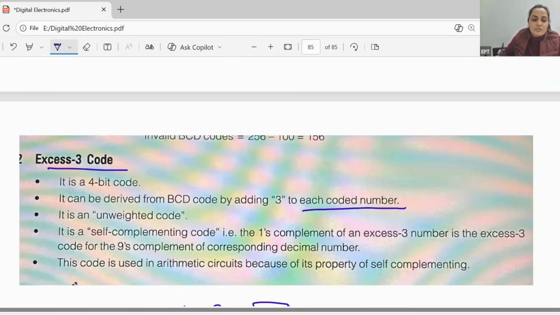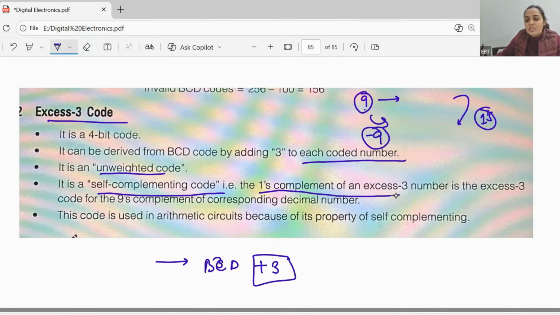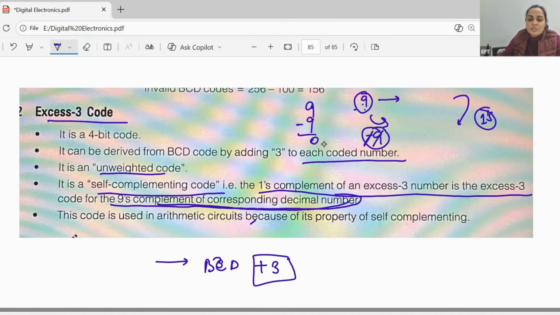So this is known as the unweighted code, and it is a self complementary code, because if you find the complement of 9, in the binary form, if you find the ones complement, then you will get the value of this. Here you can see the ones complement of the XS3 is the XS3 code for the nines complement of the corresponding decimal number. So what is the nines complement of 9? 9 minus 9 is going to be 0.